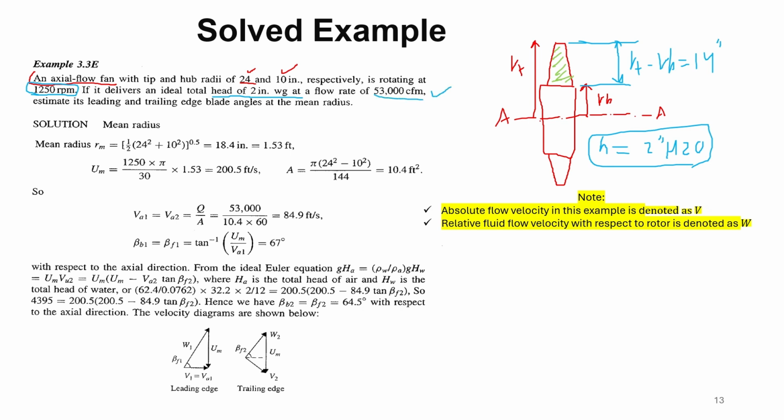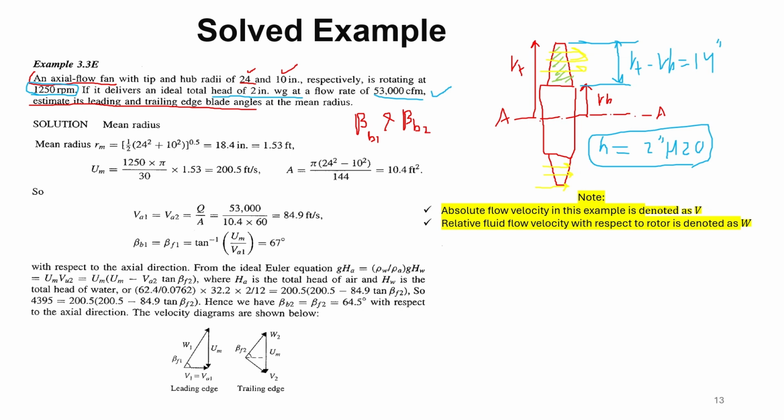Of course, you are given here the flow rate, the amount of flow that goes from this guy to here, that goes this way. Sorry, the yellow is not that clear here, but I hope you get the picture. Now, the problem is asking you to estimate the leading and trailing edge blade angles. So the leading edge at the flow entrance we call beta sub B1, and beta sub B2.